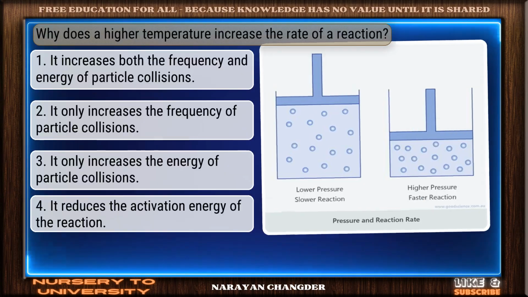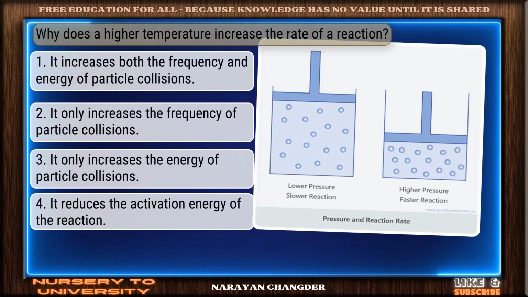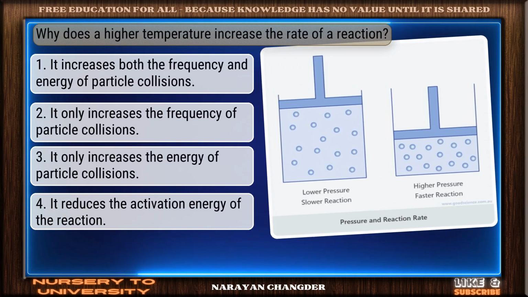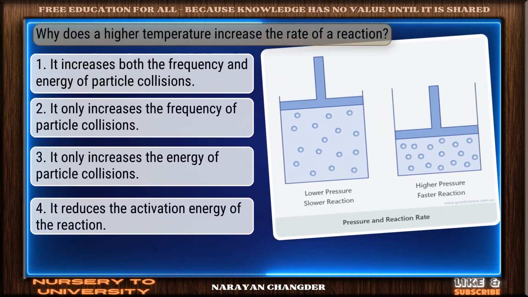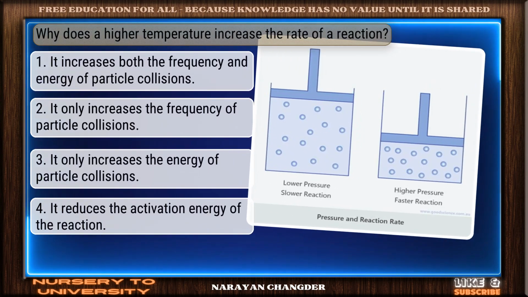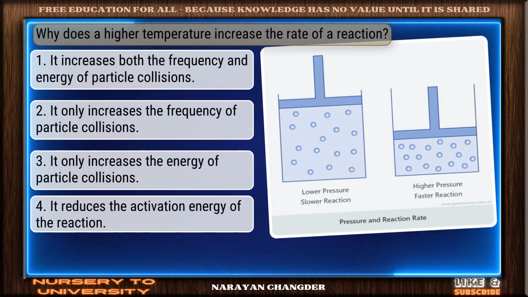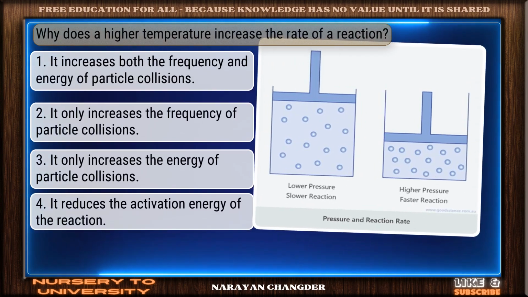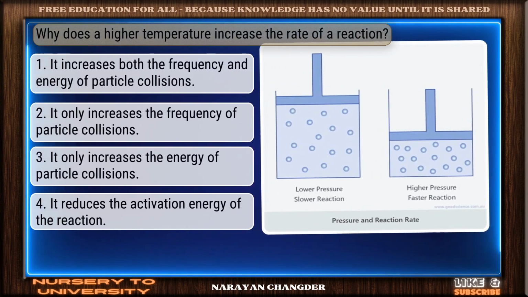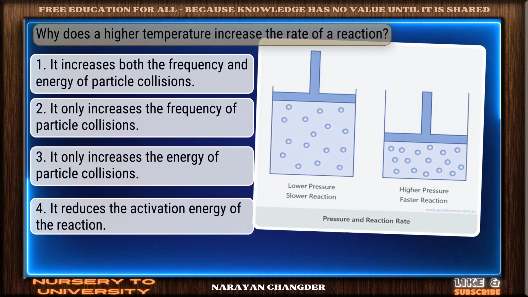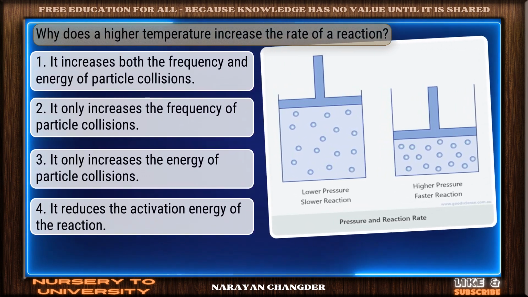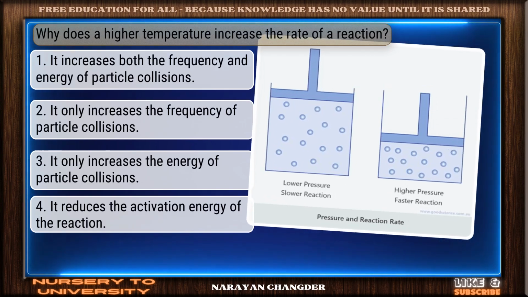Exactly. Why does a higher temperature increase the rate of a reaction? Option 1, it increases both the frequency and energy of particle collisions. Option 2, it only increases the frequency of particle collisions. Option 3, it only increases the energy of particle collisions. Option 4, it reduces the activation energy of the reaction.